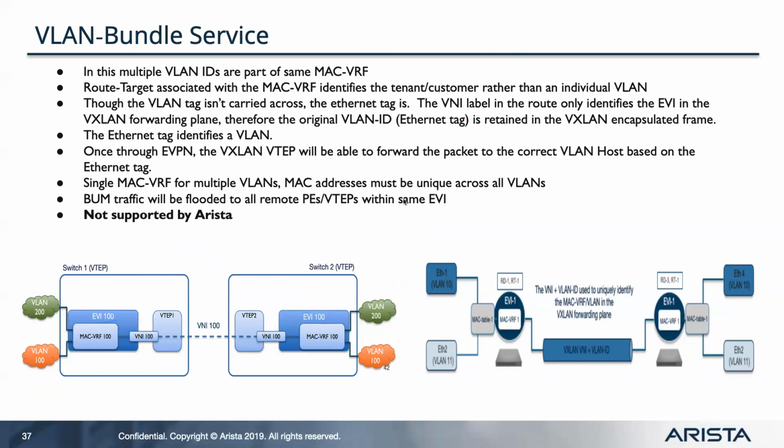Okay. So this is VLAN bundle service where for all the VLANs you have same MAC VRF, same RD/RT and same VNI. And because of that, you need to add Ethernet tag into control plane as well as in data plane to identify that VLAN. But this has some limitation because of same MAC VRF and same VNI, that BUM traffic will be flooded across all the VLANs, right? And also MAC should be unique for each VLAN.